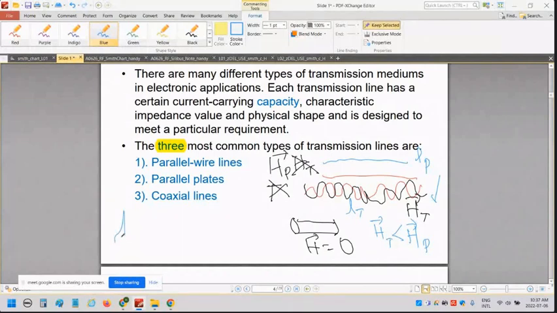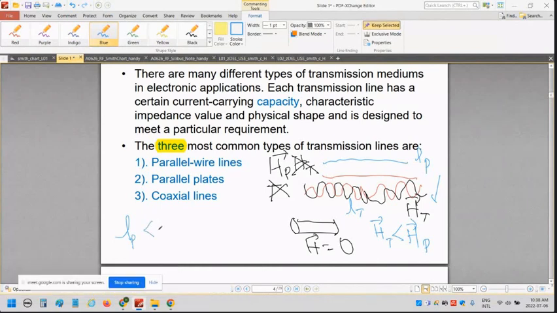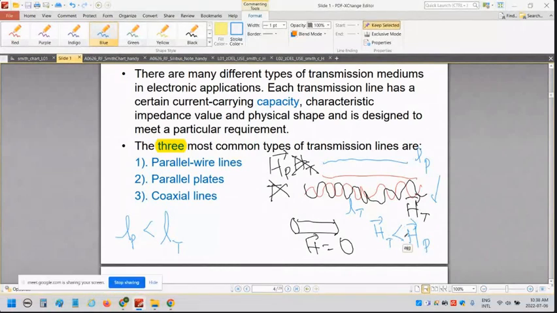If you compare the length, the length for parallel is less than the length for twisted, because when you twist, you require more length. The advantage of the twisted one is that the magnetic field is less compared to parallel. And compared to coaxial cable, outside the magnetic field is 0. That's why for the astro cable, they are using coaxial cable.